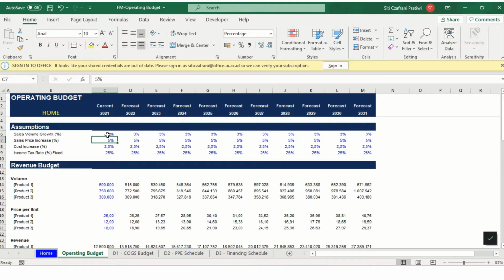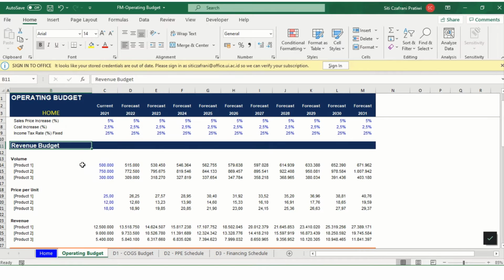And then, why is the color blue? We use blue font because this is manually input. We do not use any formula here. This is from your input assumption. Unless you insert your input assumption tab here and put a formula there, it will be black. But if you input this manually, you should write it in blue color, right?